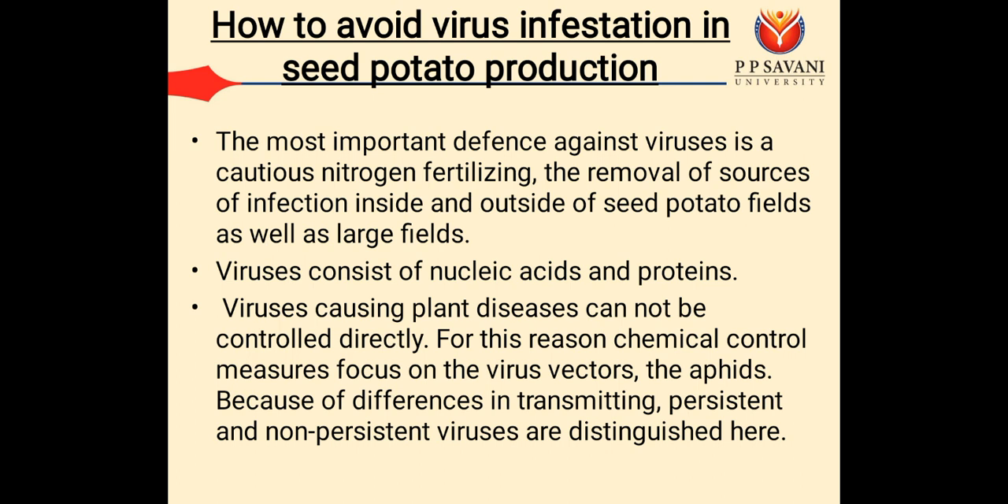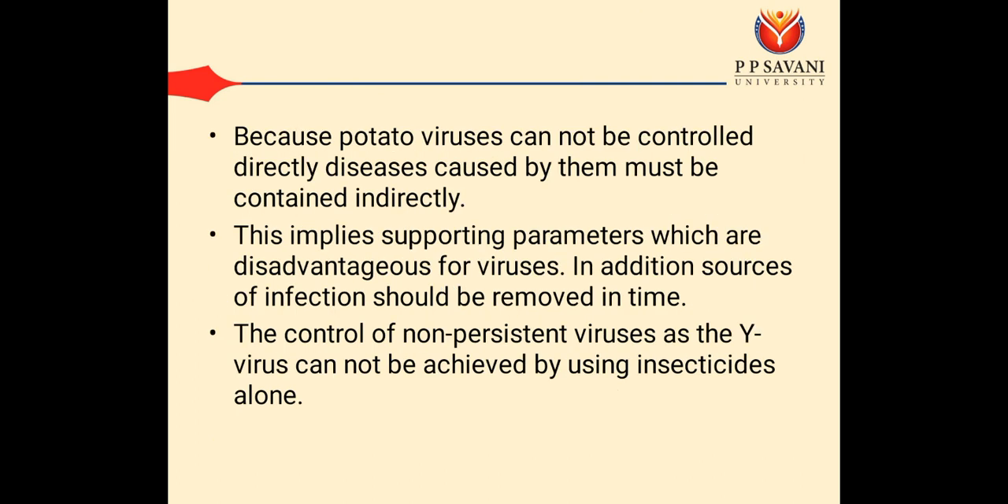Viruses consist of nucleic acids and proteins. Viruses causing plant disease cannot be controlled directly. For this reason, chemical control measures focus on the virus vectors, the aphids. Because of differences in transmitting, persistent and non-persistent viruses are distinguished here. Because potato viruses cannot be controlled directly, disease caused by them must be contained indirectly. The control of non-persistent viruses such as Y virus cannot be achieved by using insecticides alone.